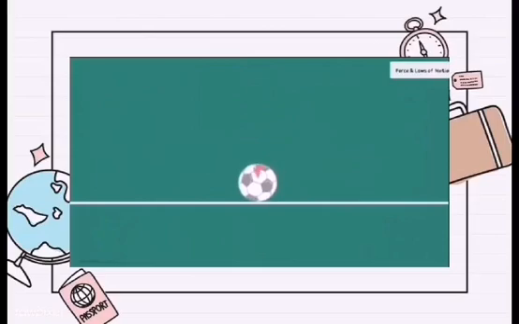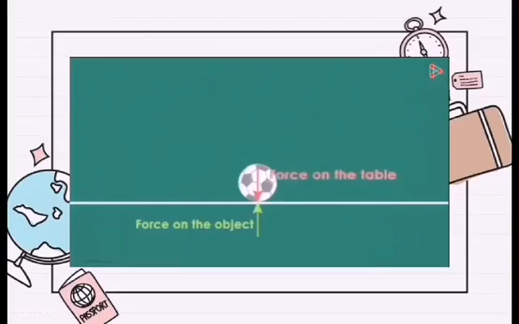The object exerts a force on the table, and the table exerts an upward force on the object. There are two forces that are exerted from this interaction. The first one is the force on the table, and the second one is the force on the object. The magnitudes of the two forces are the same, but the directions of the two forces are opposite. So the forces are called the action force and the reaction force.